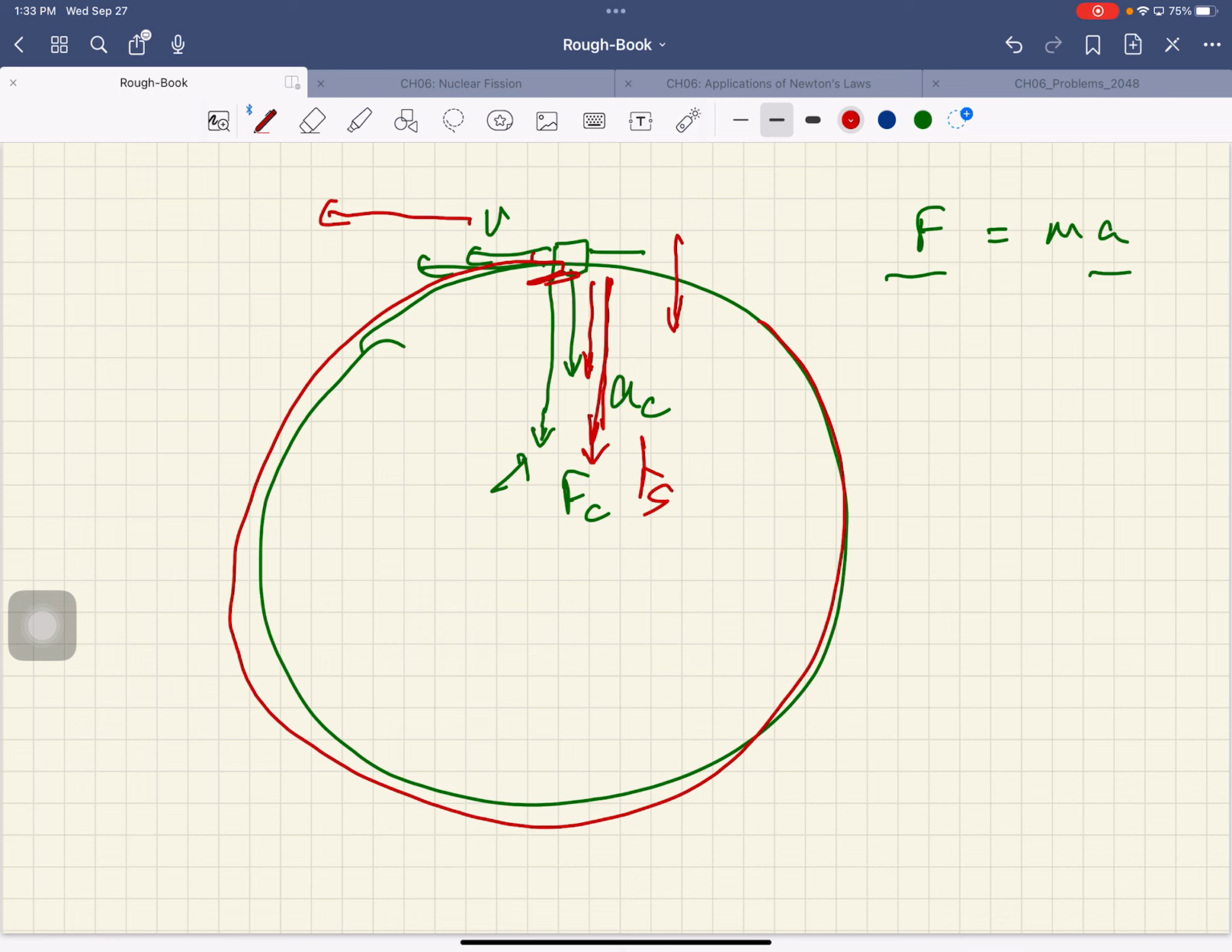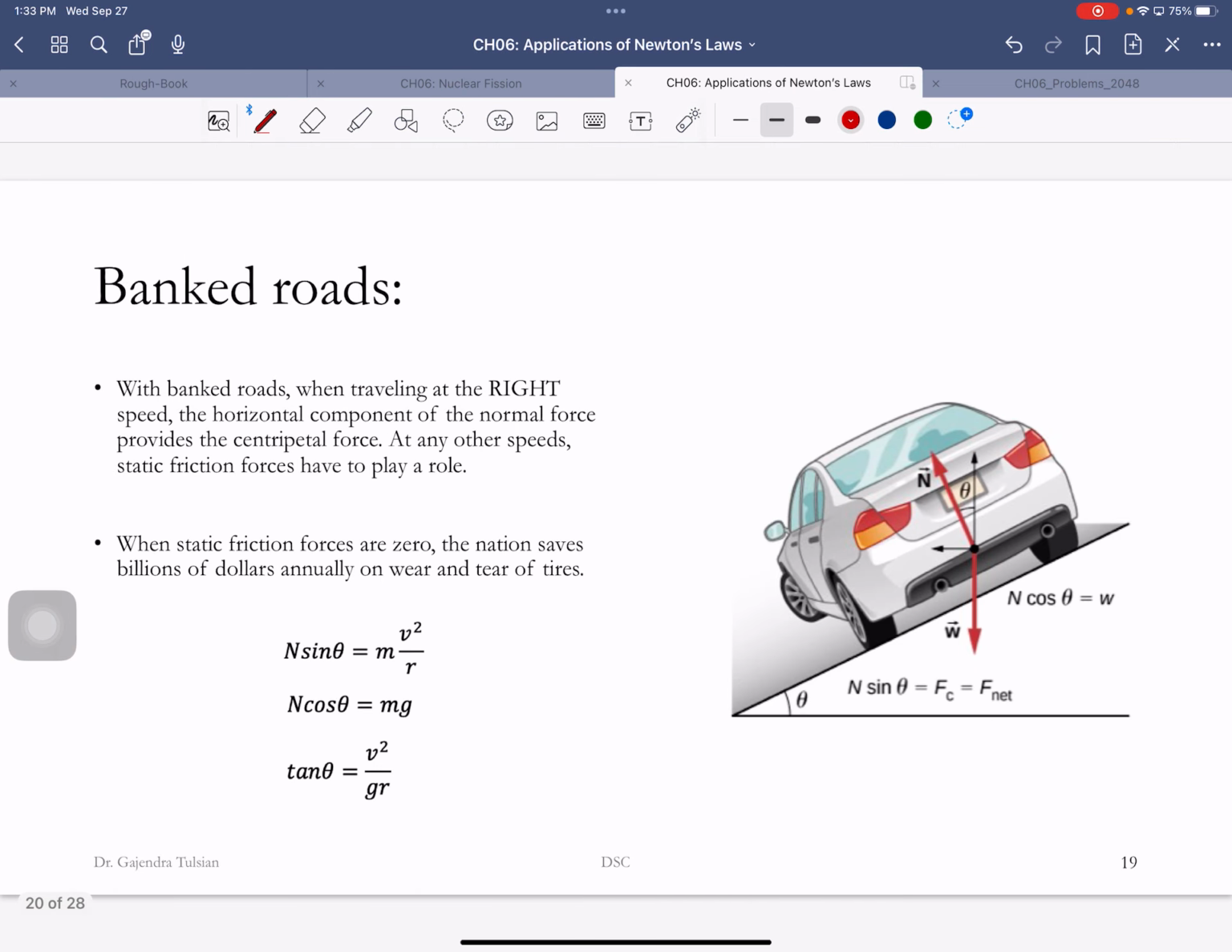So how do you fix that? You want the static friction force to be 0. Does that mean you can't have any curved roads at all? You'd have to have only straight roads. So we bank roads. That's why we bank roads, to save billions of dollars. Now let's see what happens if you bank a road. What you want is a centripetal force in that direction.